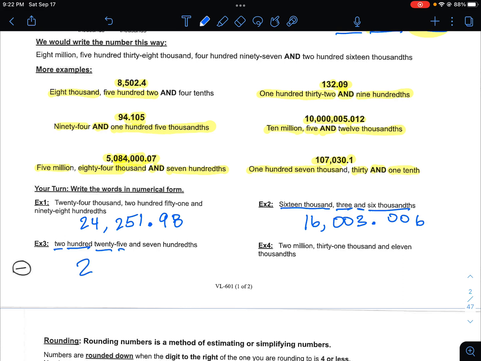225. All right, 225, and decimal point 7 hundredths. Hundredths, that is 2 decimal places, right? And they just need 7, not 70, so 07.